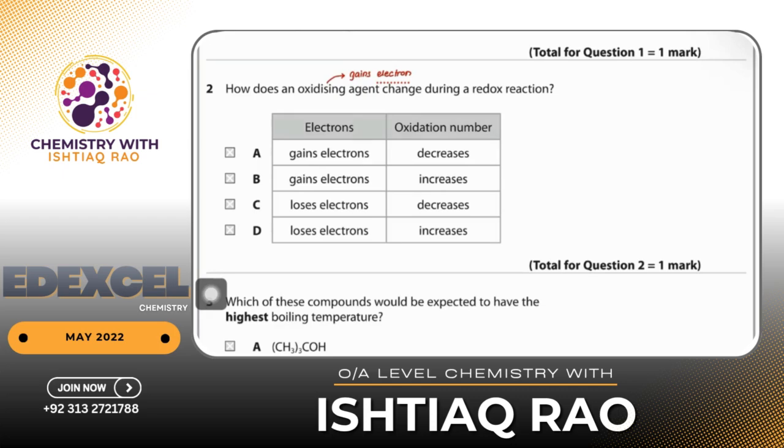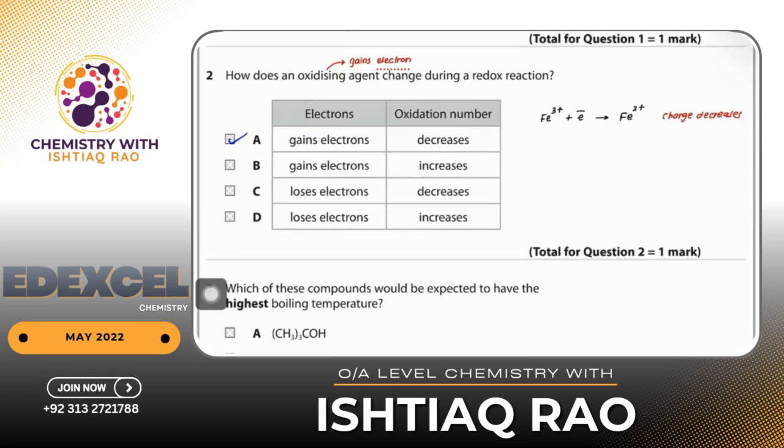So oxidation number. Let's say if something gains electron, let's say if I have Fe3+, when it gains electron, it changes into Fe2+. So this is called oxidation. Sorry, this is called reduction. So the charge decreases. So I can say option A is correct, in which oxidizing agent gains electron and the oxidation number is going to decrease.